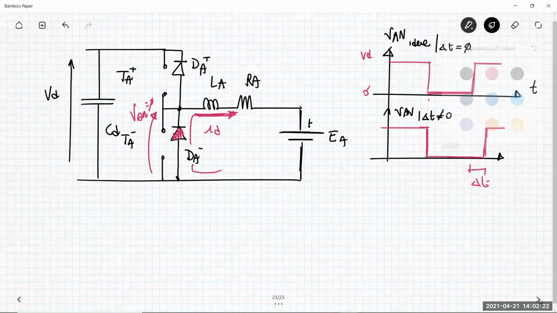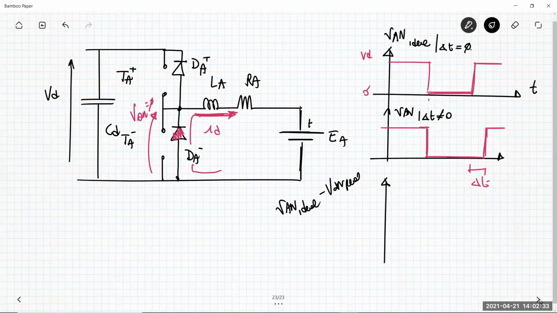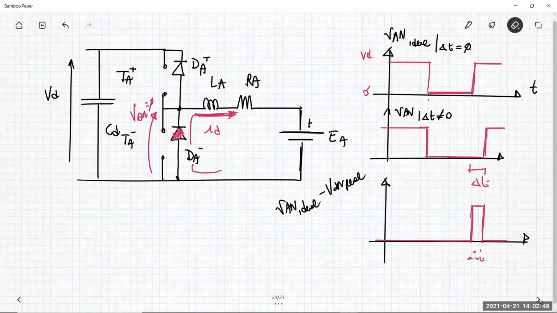Let me put here the difference between the two. So the difference between VAN ideal minus VAN, let's say, real. The difference is in a small pulse. This small pulse has a duration delta t. By the way, delta t in the slide, I think that this is called t delta, but it's the same, t delta, delta t. And this is VD, okay?